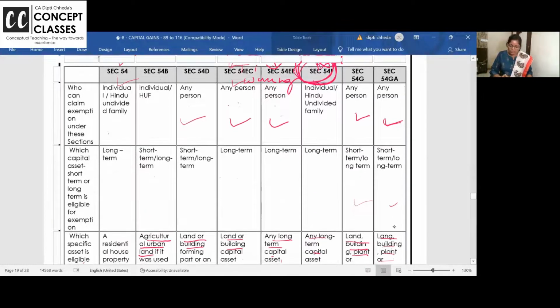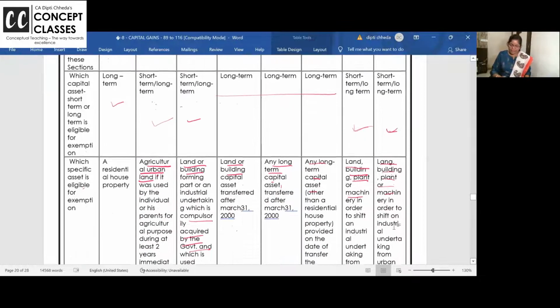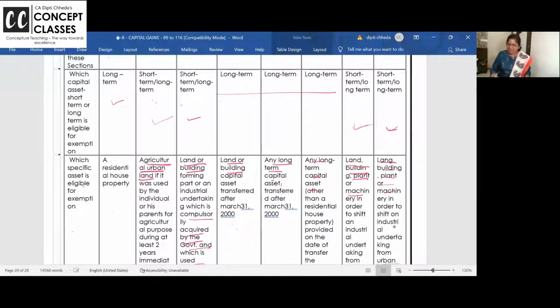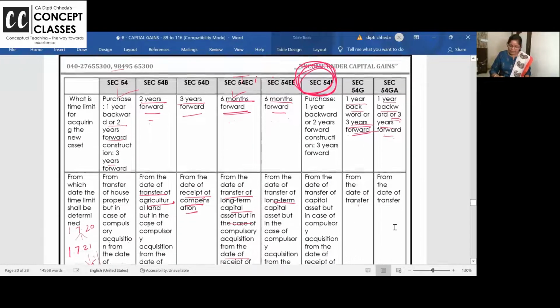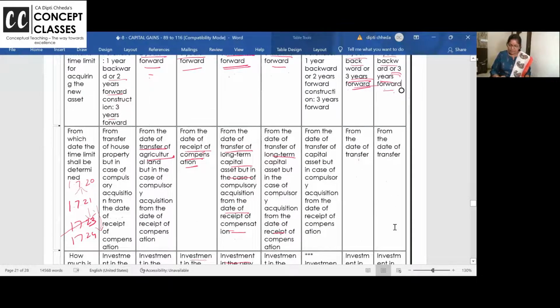Now, which asset, whatever you are selling, is it long term? Yes, a house is long term. You hold it for more than 2 years, then you sell. Agricultural land, land and building, long term, short term, anything. Again, related to business, short term or long term. Otherwise, all long term. Next, what you have to sell, though I have discussed this many times, and what you have to buy. That is clear. Time limit.